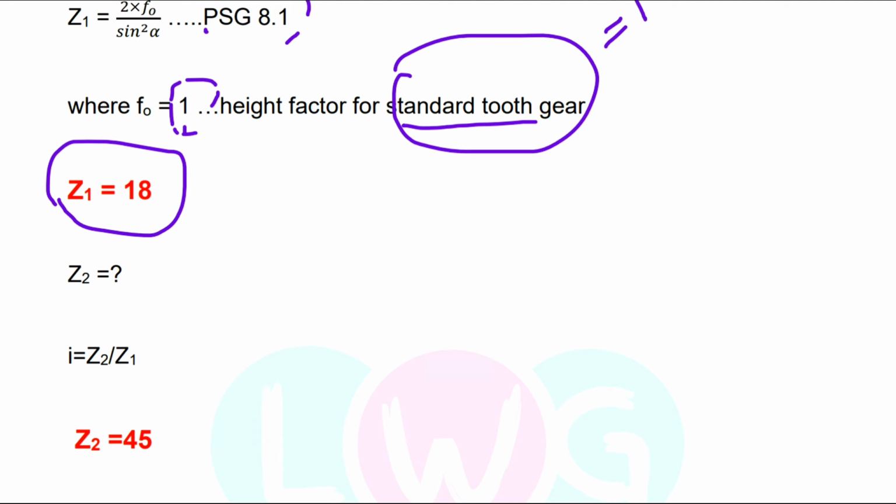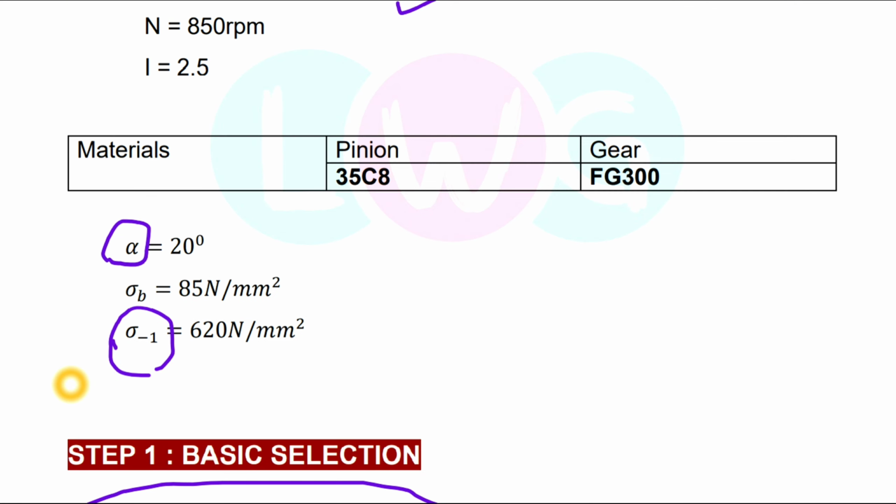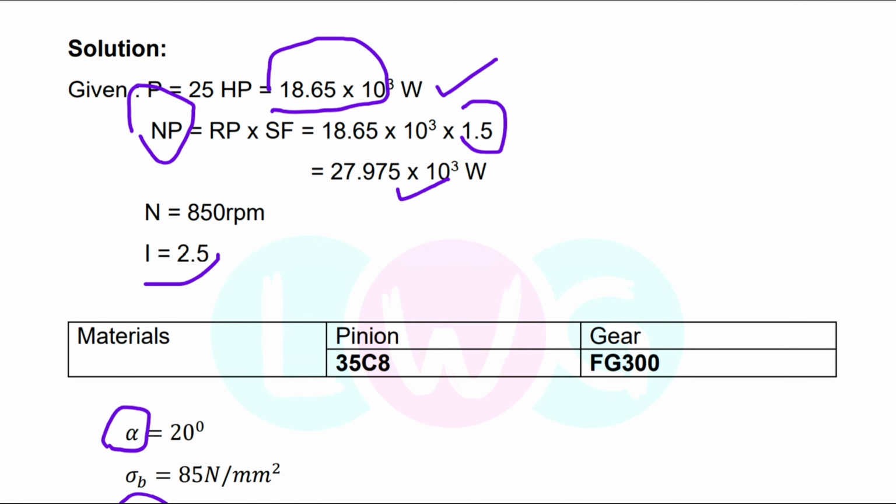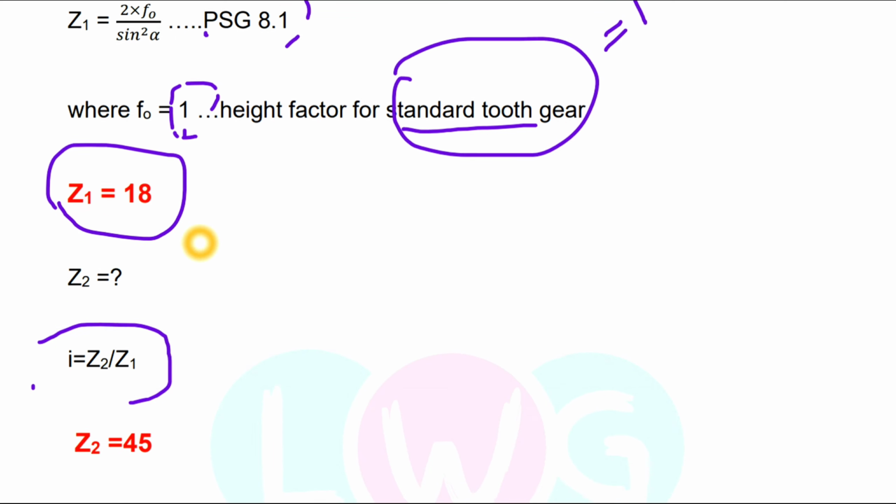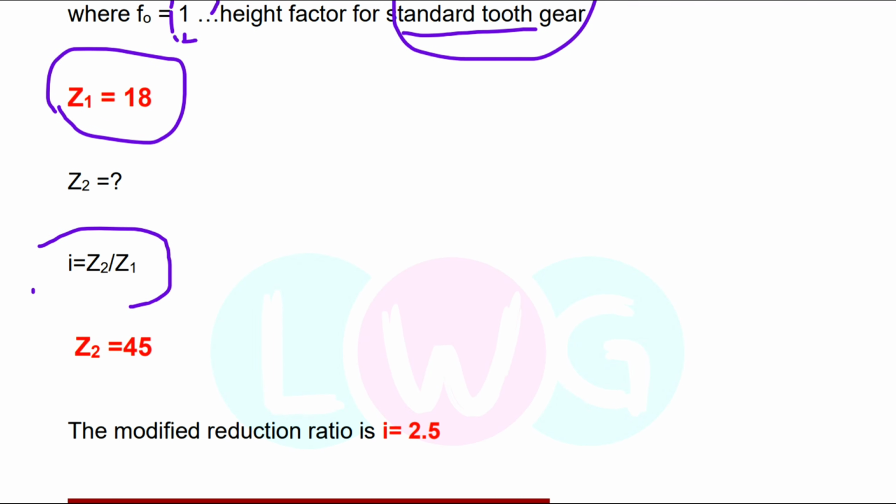For finding Z2, the formula is i equal to Z2 upon Z1. We know the value of i, which is given in the question, 0.25. So 0.25 is equal to Z2, which is unknown, upon Z1. Z1 we got earlier, which is 18. After solving this we get the value of Z2.